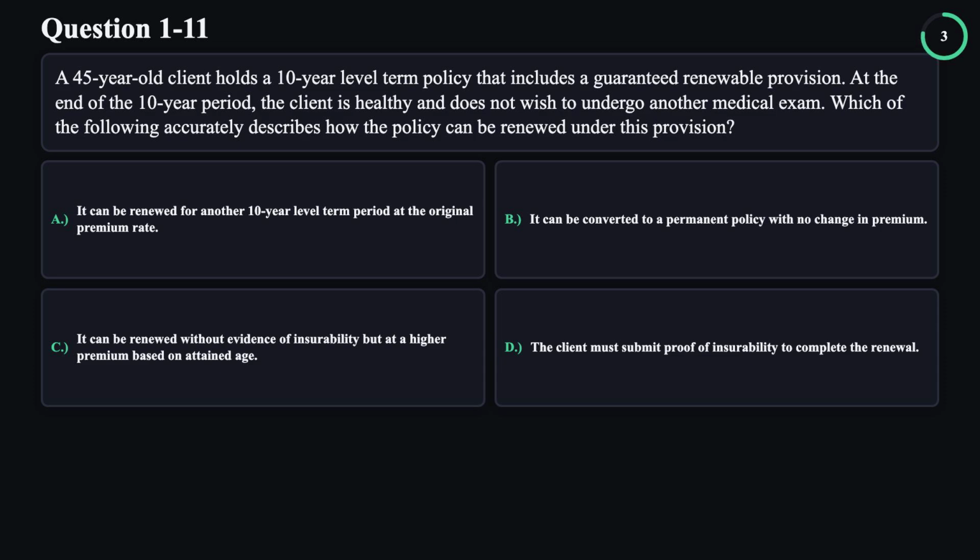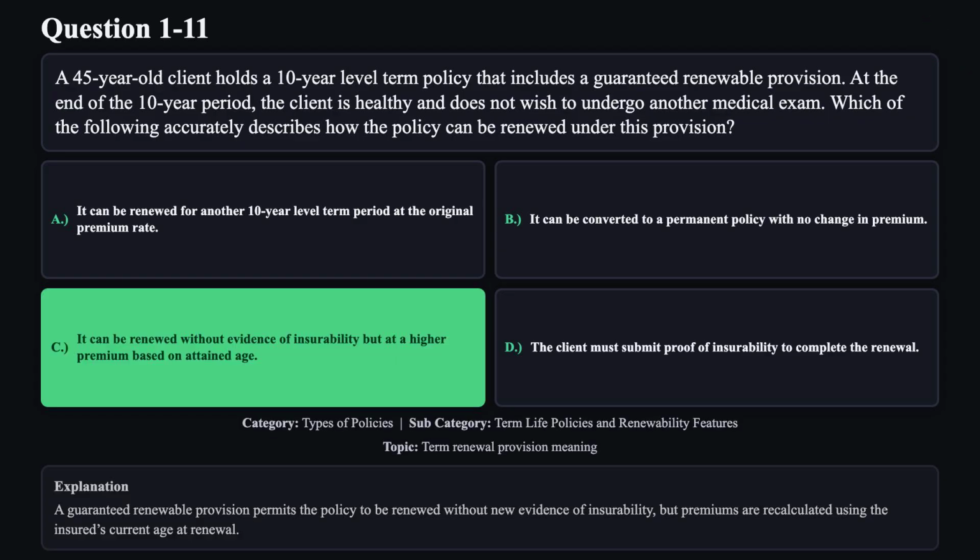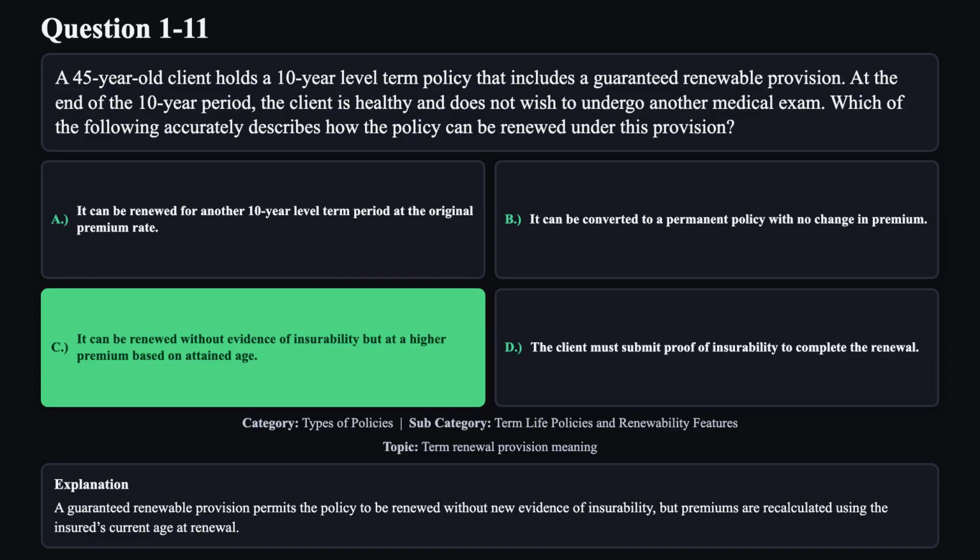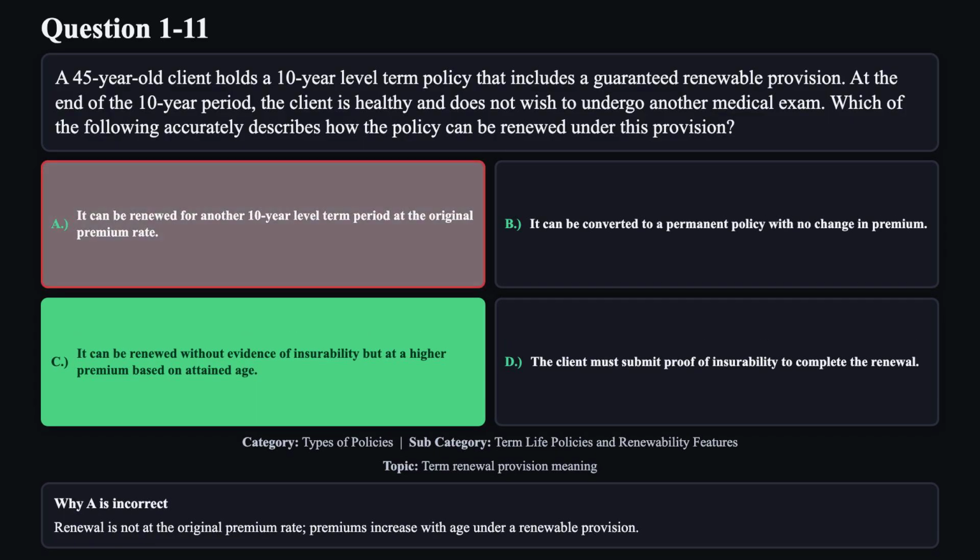The correct answer is C. A guaranteed renewable provision permits the policy to be renewed without new evidence of insurability, but premiums are recalculated using the insured's current age at renewal. Reason A is not correct. Renewal is not at the original premium rate. Premiums increase with age under a renewable provision.